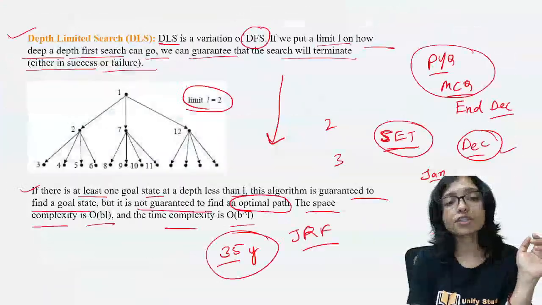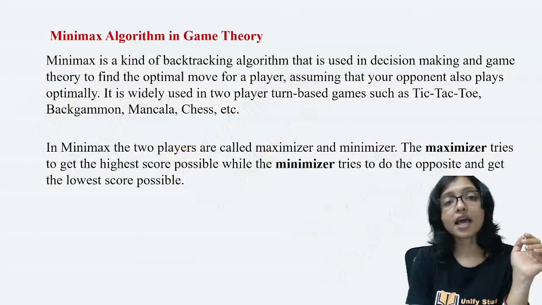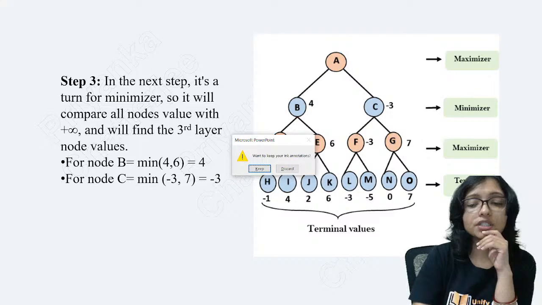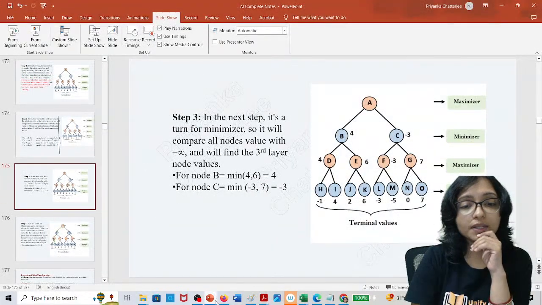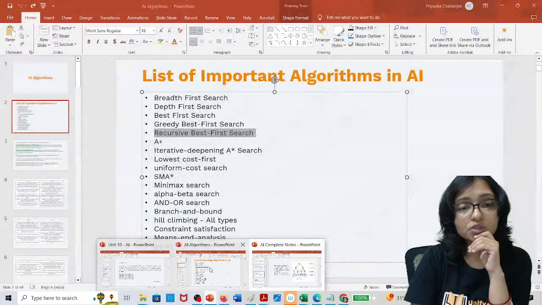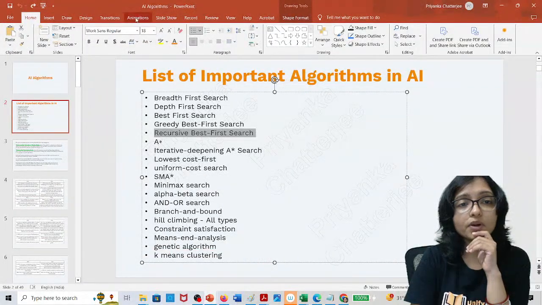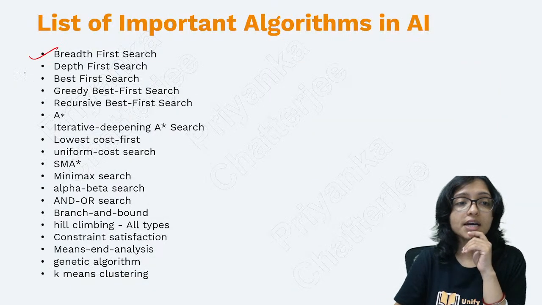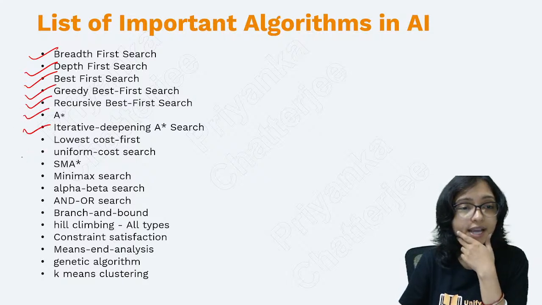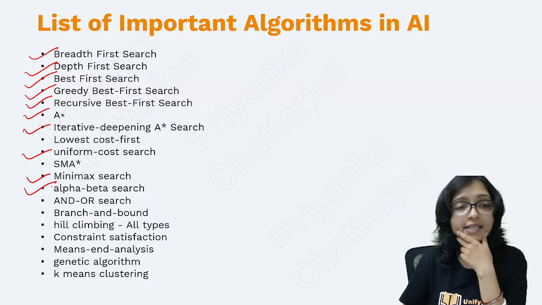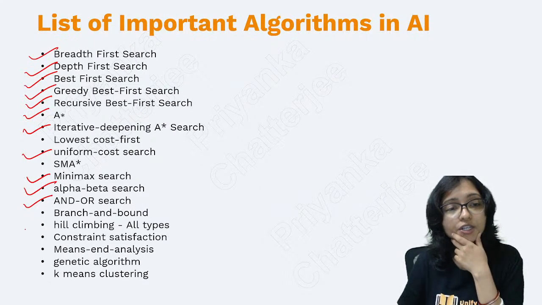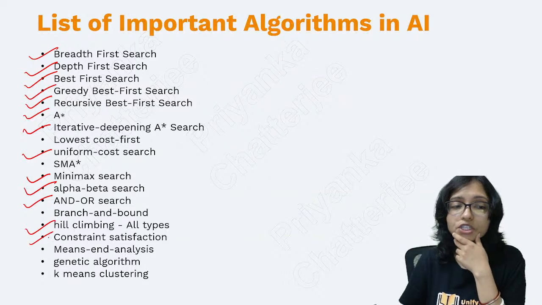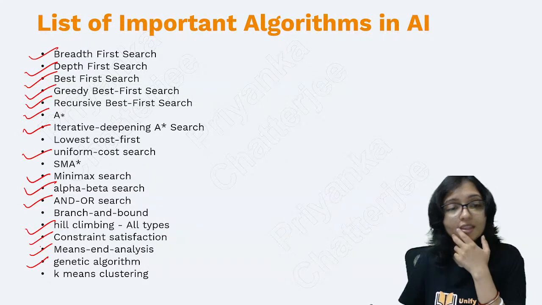Yes, now all these questions whatever we did yesterday, I am showing you back those questions, and now all these questions will be easy for you. This was the question, and most of the algorithms we already covered here. You can see all the algorithms: breadth first search, depth first search, best first search, greedy, recursive, A star, iterative deepening search, uniform cost search, minimax, alpha beta, AND-OR search, hill climbing, constraint satisfaction I told yesterday, minimax also, genetic also. These are all done. Okay.